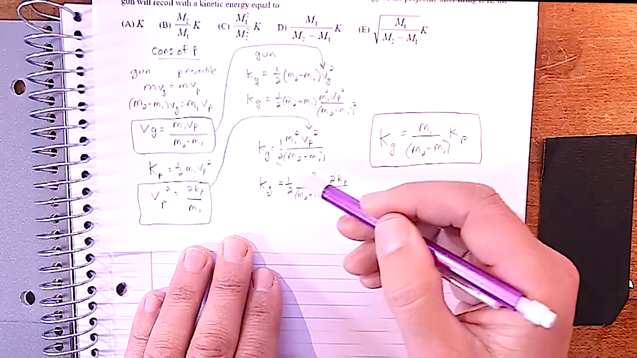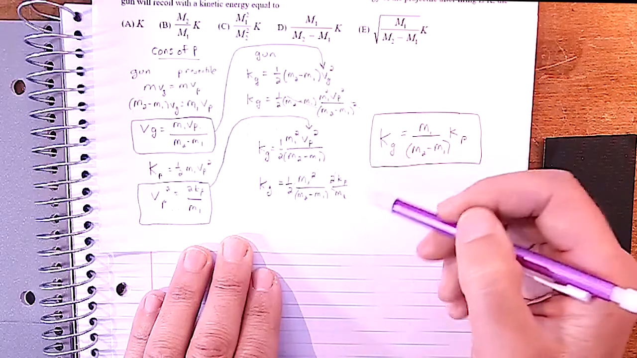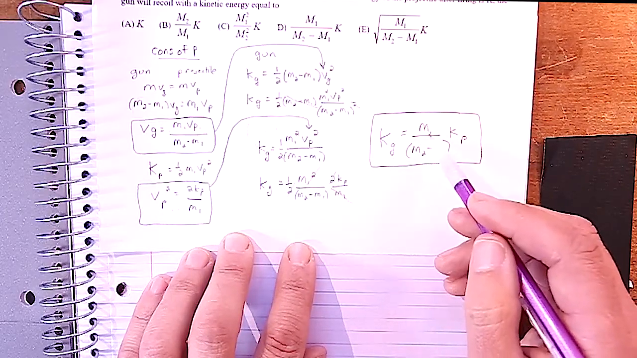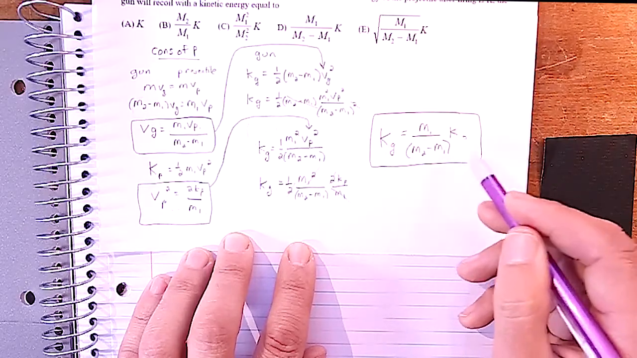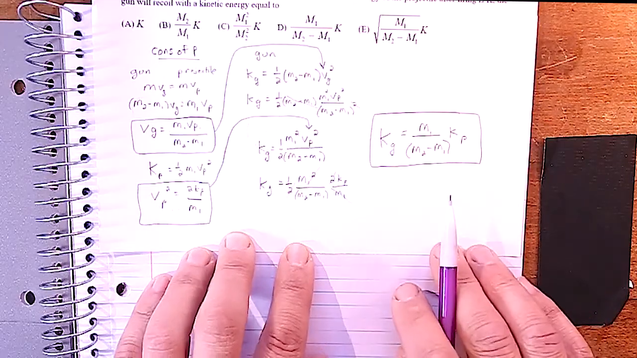And subbing that back into the kinetic energy of the gun, we end up getting a whole bunch of stuff canceling out. And we're left with the kinetic energy of the gun is m1 Kp. That's just K in their problem, they don't have the p, divided by m2 minus m1.